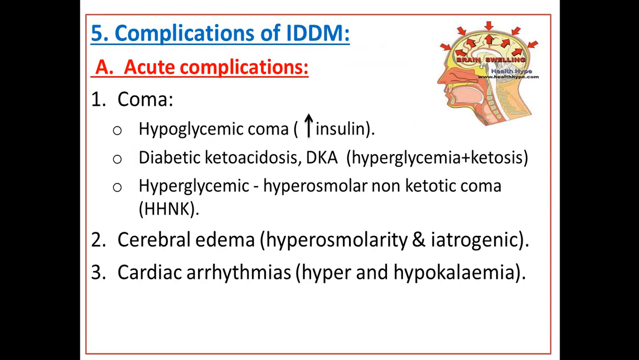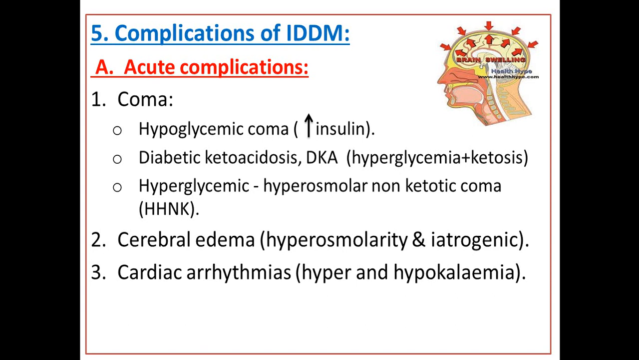So now we will talk about the complications of insulin-dependent diabetes. We have acute complications and chronic complications. Regarding acute complications, there is coma. First of all, hypoglycemic coma, maybe because of taking a lot of insulin. And the other type of coma is called diabetic ketoacidosis, DKA, in which there is hyperglycemia plus ketosis.